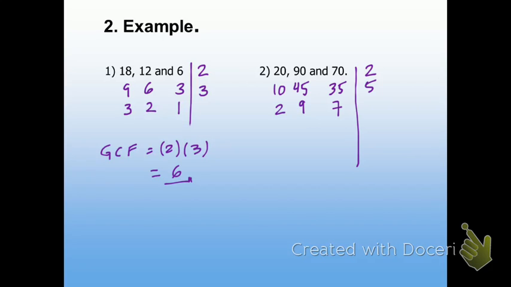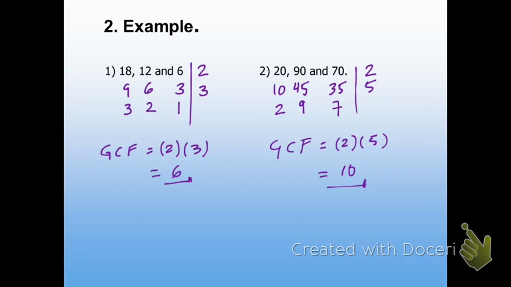2 can be divided by 2, but 9 cannot, and neither can 7. 9 can be divided by 3, but not 7. 7 can be divided only by 7. It's a prime number, but I cannot divide 9 by 7. So I'm finished. Those 2 and 5 are the only numbers that I can use. So the greatest common factor of 20, 90, and 70 is the product of 2 and 5, which is 10. That's the answer. That's the largest number that can divide 20, 90, and 70 at the same time.